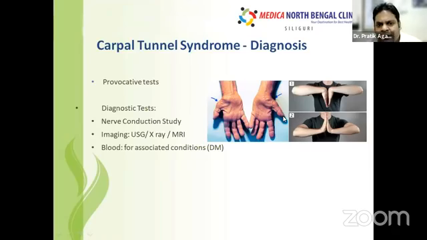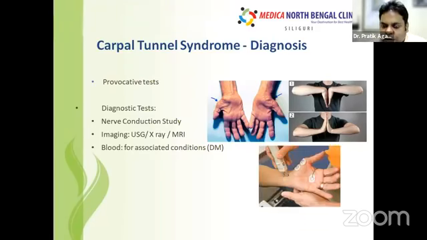And there are some good diagnostic tests to identify carpal tunnel syndrome. Some of them are nerve conduction study, which we call NCS. Imaging, ultrasound, X-ray, or MRI may help. And as I said, it's common in patients suffering from diabetes mellitus, thyroid disorders, rheumatoid arthritis. So we can get blood tests to rule out these disorders. The diagram below is nerve conduction study, just to find out whether the patient is suffering from carpal tunnel syndrome or not.